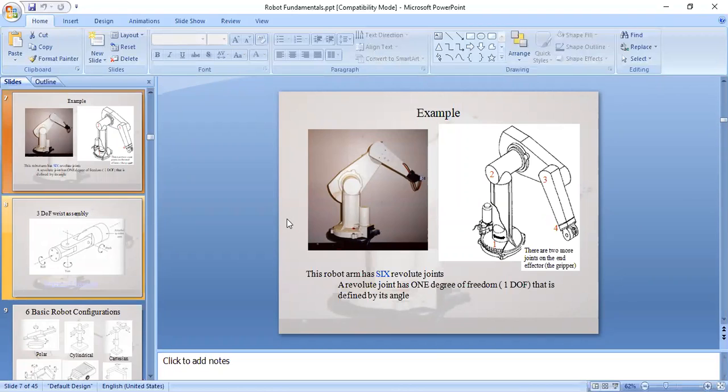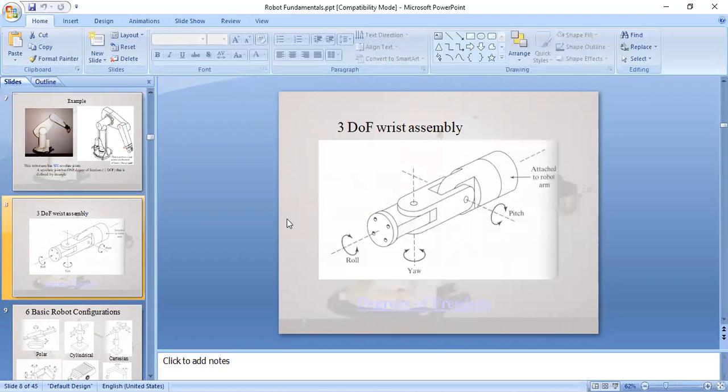This is an example of a 6 revolute joint arm. This 3 degree of freedom wrist assembly is designed with reference to the human arm, the human wrist, shoulder and hand. So the human hand movements are reflected in this 3 degree of freedom wrist assembly.